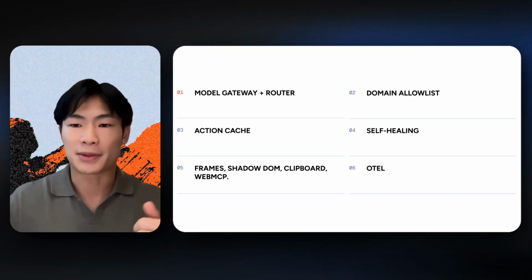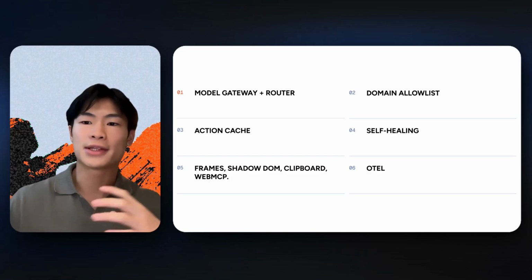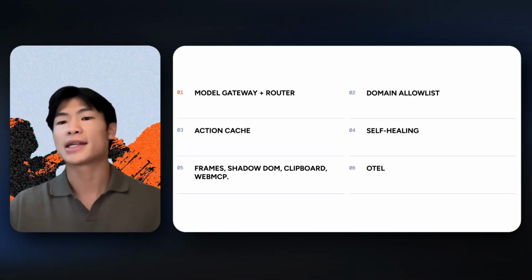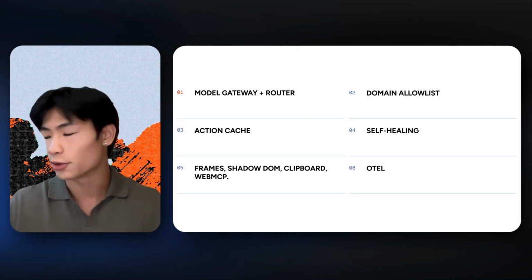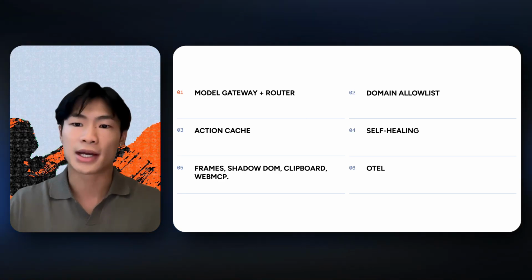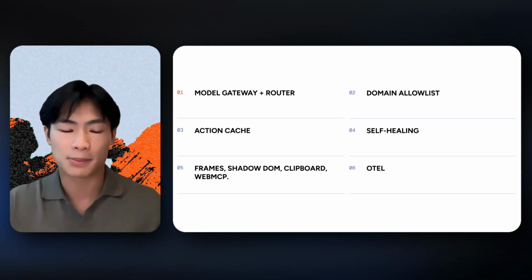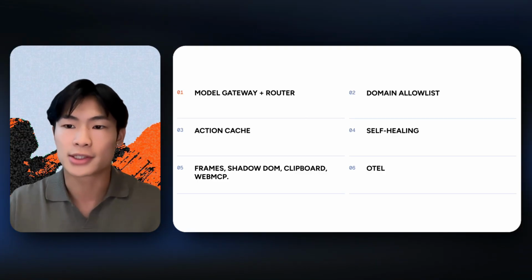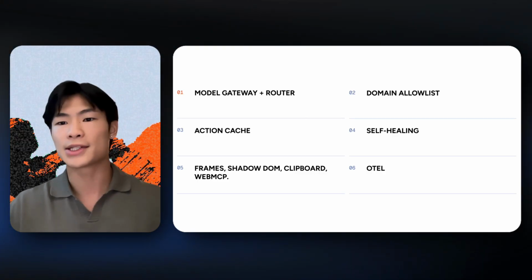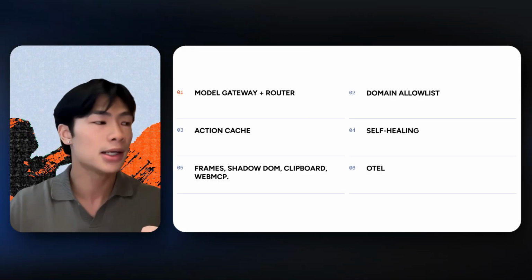And so I talked a little bit about the model router, but other than the quantitative reasons why Stagehand is more efficient than, let's say, Playwright for your agents to control the browser, we also have a ton more features, and we are intentionally building features that our agents want and need to use. And so one of these is a model gateway and router.